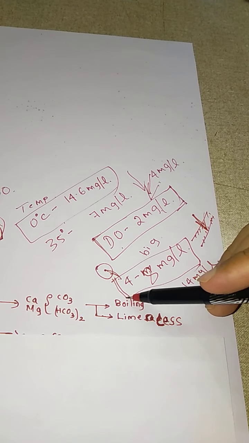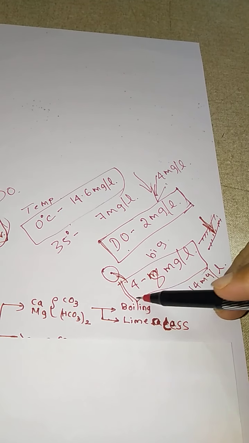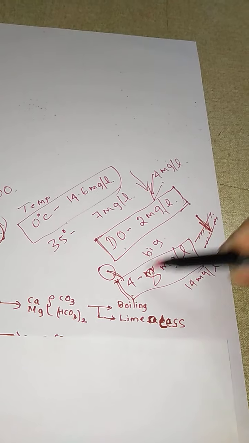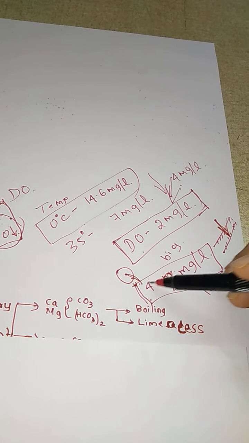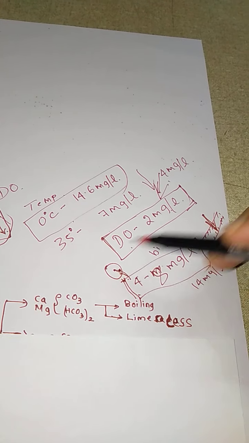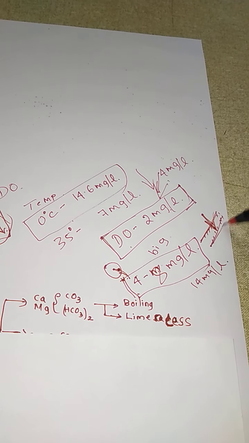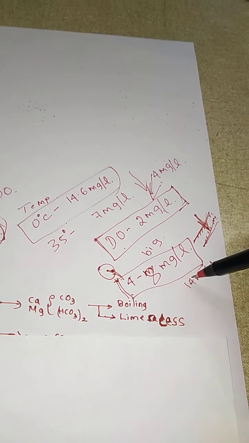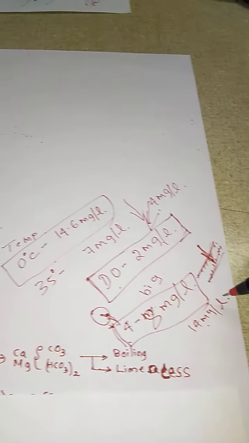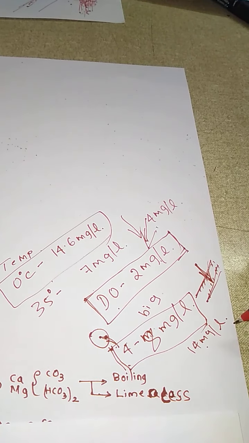So the DO content should be around 4 to 8 mg per liter. If less, then aquatic life will die. If more, it is going to create corrosion; beyond about 12, 13, 14, it may create corrosion. So this is regarding DO.